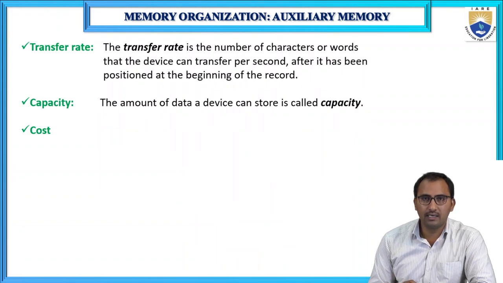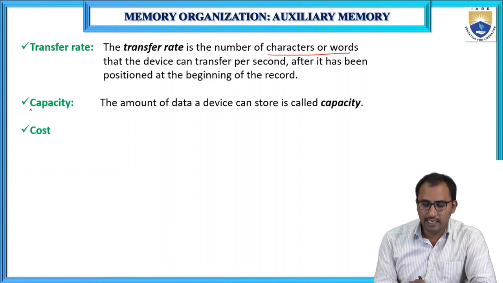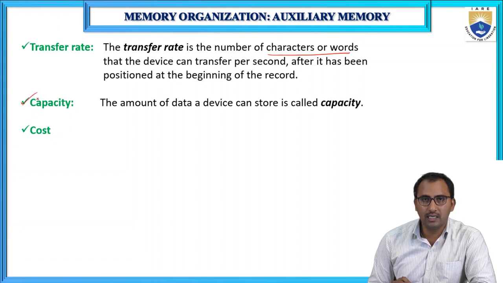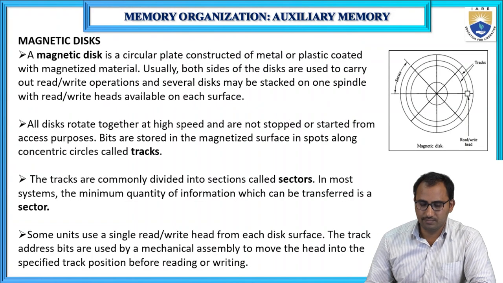And the third one is transfer rate. Transfer rate is the number of characters or words that the device can transfer per second, after it has been positioned at the beginning of the record. Next, capacity. Capacity is the amount of data a device can store. Next, cost. So these are the different characteristics of memory devices.